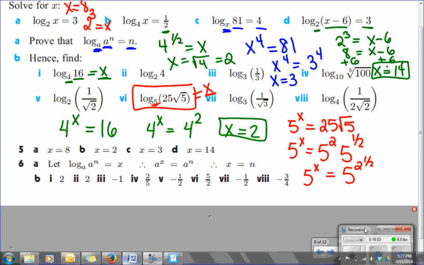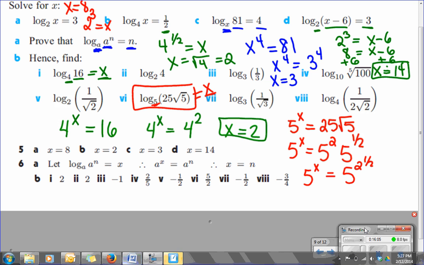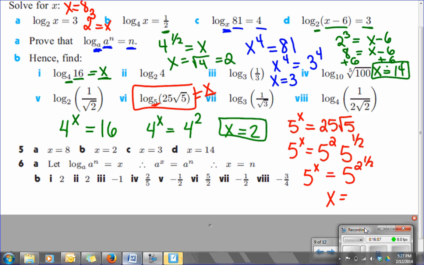Okay, so then we've got the same base on both sides. We can equate our exponents. So we have x is equal to 2.5, or x is equal to 5 over 2, either one.